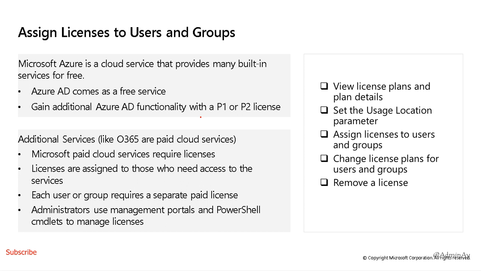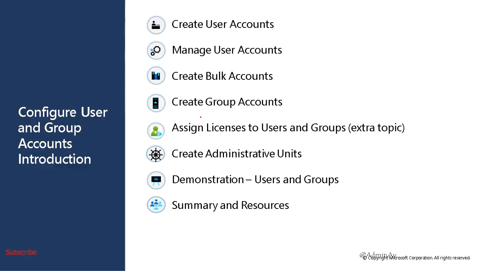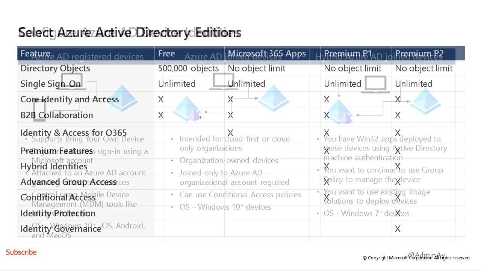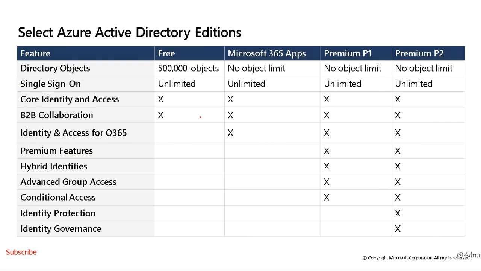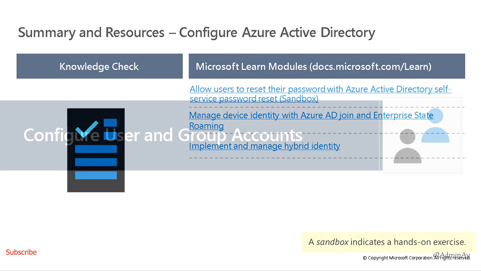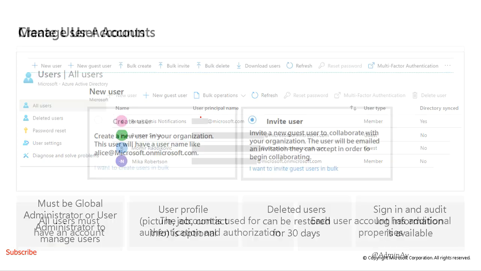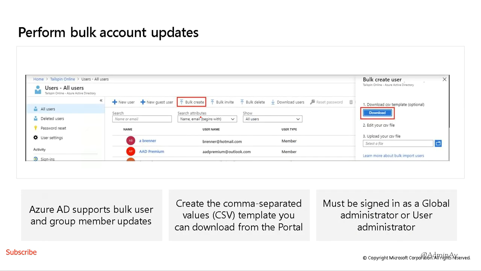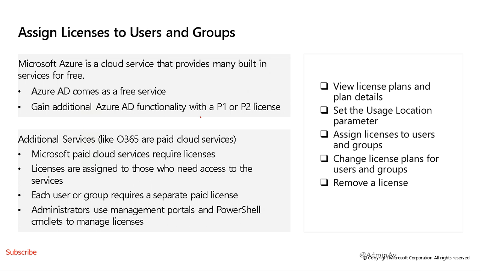We'll also be assigning licenses to users and groups. Licenses are very important. You need to know about licenses, very much so. We discussed them previously. Now we're discussing licenses at this point. This is the premium license, the free license, the Microsoft 365 applications license. The licenses are actually very important, and you will learn how to assign licenses to the users.